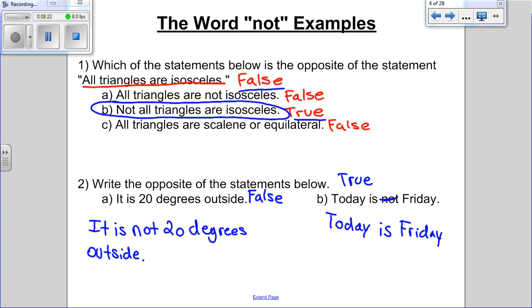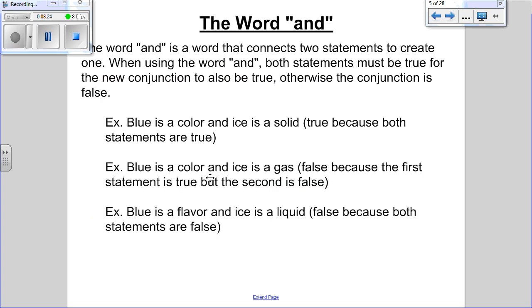Alright, not is usually pretty easy. Actually, all these are pretty easy, okay, I'm getting it. And then we added the symbols tomorrow. The word and. So the word and is like a conjecture or something like that. It's conjunction. Look at that. Pretty good for a math teacher. It's a conjunction. It means it takes 2 statements and it combines them into 1 statement.